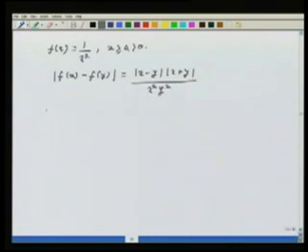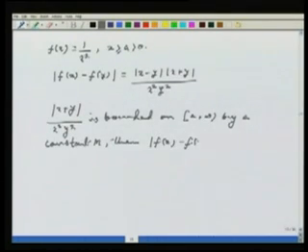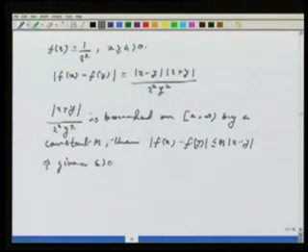Now if I can somehow show that mod of x plus y divided by x square y square is bounded on [a, infinity) by a constant m, then what I get is that mod of f(x) minus f(y) is less than or equal to m times mod x minus y. If I can show that, then this implies that given epsilon bigger than 0, choose delta to be equal to epsilon by m.